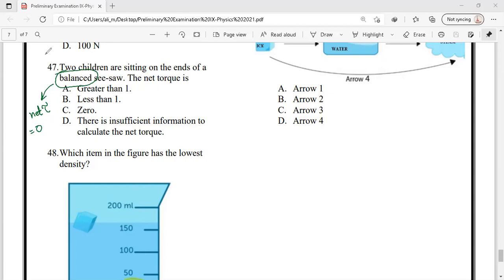अगर बैलेंस नहीं है तो बॉडी का क्लॉकवाइज टॉर्क ज्यादा होगा या फिर एंटी क्लॉकवाइज टॉर्क ज्यादा होगा. सो बैलेंस वर्ड से वी कैन judge that the net torque acting on that seesaw is equal to 0.